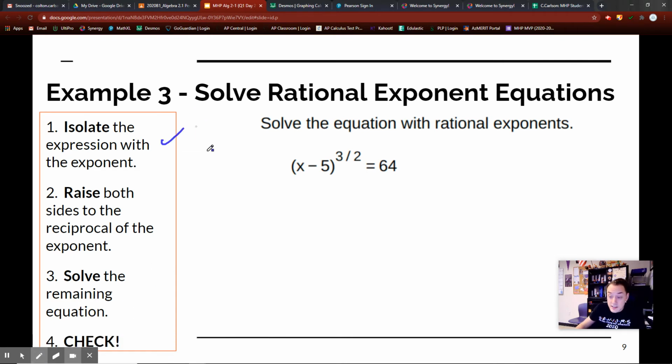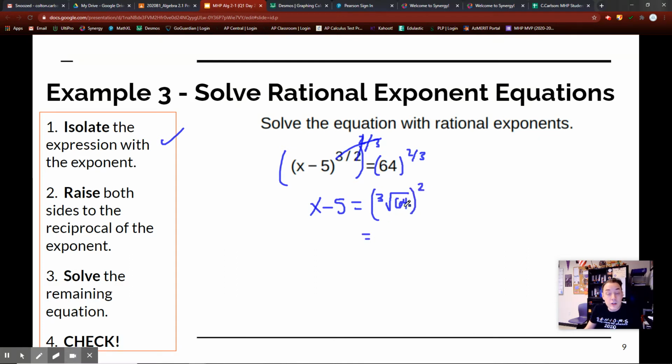It is X isolated. So now what I'm going to do is I'm going to switch this up to be 2/3. What I do to one side, I do to the other. Those go poofy. So now what I'm left with is X minus 5 equals the cube root of 64 and then squared. Now, I could do 64 squared underneath the cube root, but that's really obnoxious. I mean, 64 squared is a big number, right? I don't want to do that. It's way easier to do the cube root of 64, which is just 4. So now I just have 4 squared, which of course is just 16. And then I'm going to have X minus 5 on the bottom.